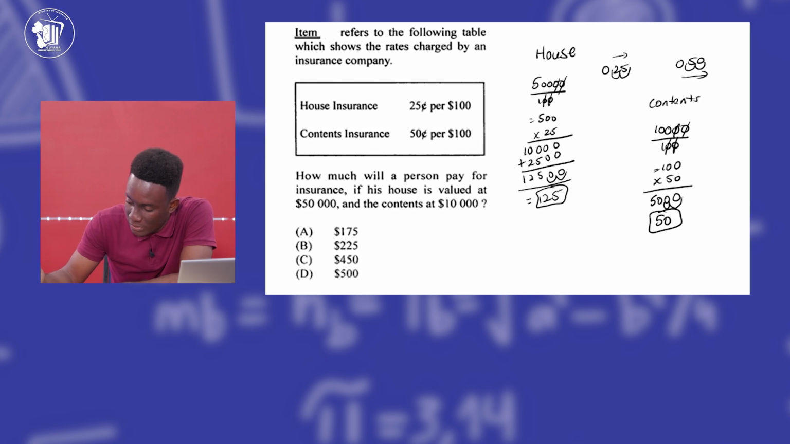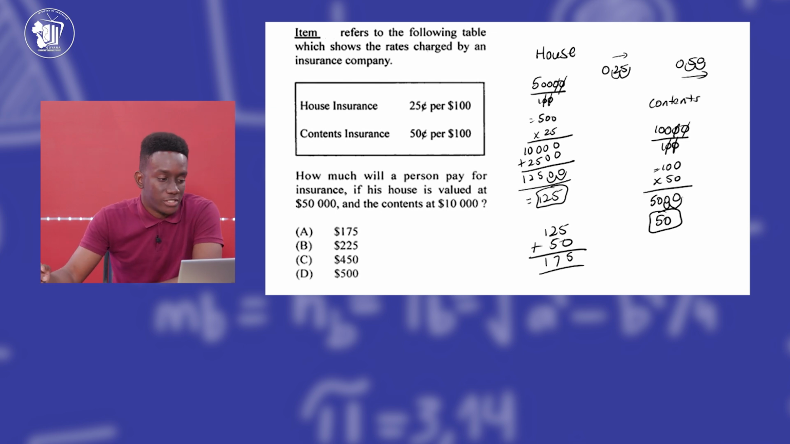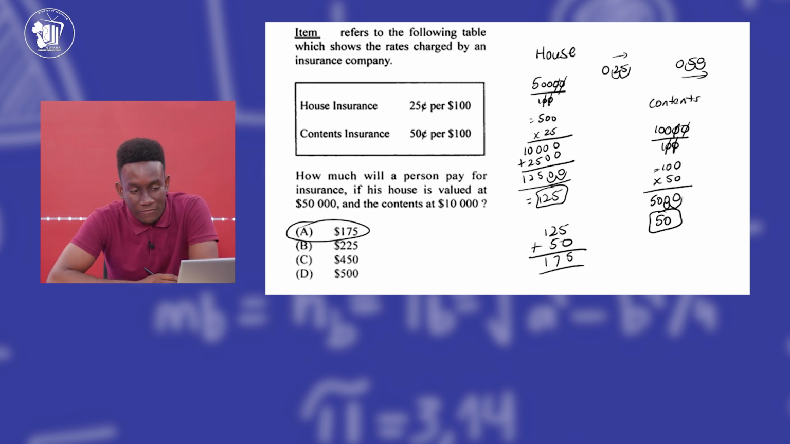So in total, they will pay a total of 125 plus 50, which will give us 0 and 5 is 5, 2 and 5 is 7, and 1. So it's $175 in total for insurance for the house and the contents. So this answer is simply A, 175.